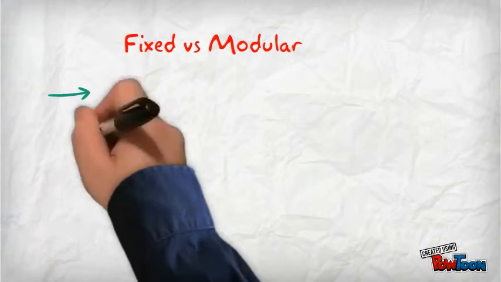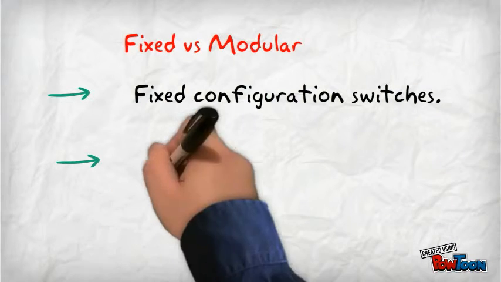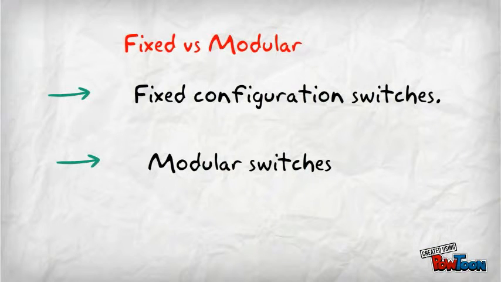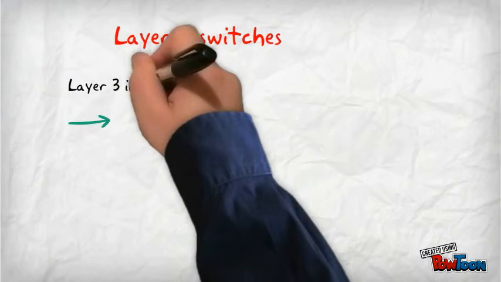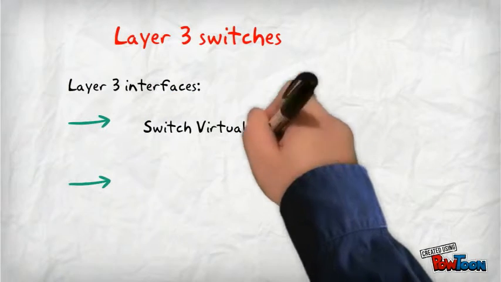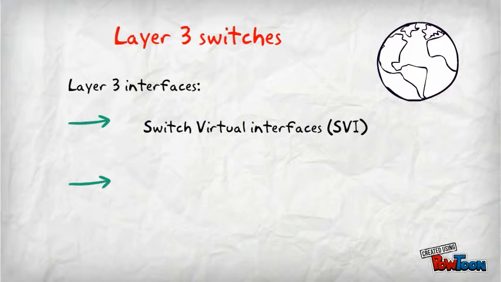Fixed configuration features or options cannot be added to the switch beyond those that originally came with the switch, while modular switches offer more flexibility in their configuration. The major types of Layer 3 interfaces are Switch Virtual Interface, the Router Port, and Layer 3 EtherChannel.